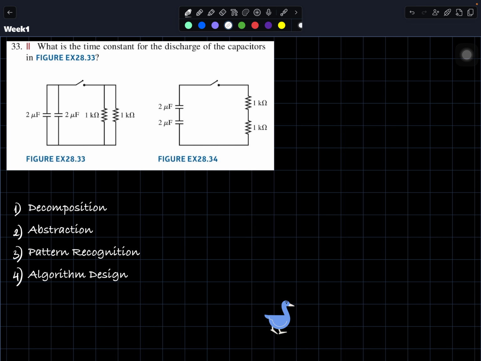We need to find tau for the discharge of the capacitors. We have two capacitors which are in parallel, and then we have two resistors which are also in parallel. Let's start by decomposing the problem first. I will break the problem into three steps: first, finding the equivalent capacitance, then the equivalent resistance, and then finding tau.